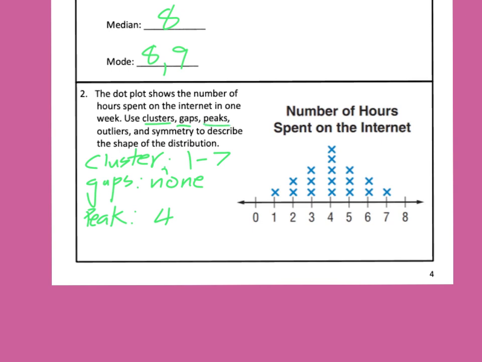Okay, outliers. An outlier, we haven't really talked about it yet. It means if you have a number that's way far away from the original data. So, for example, if I had like 19 way over there, one of them, X on the 19, that would be an outlier because it's all by itself, all far away from the data. But we do not have any outliers. So outliers, none. And then what type of symmetry? Is it skewed left, skewed right, or symmetrical? Well, we can see, because it goes like this, that we have a symmetrical shape. So the shape is symmetrical.